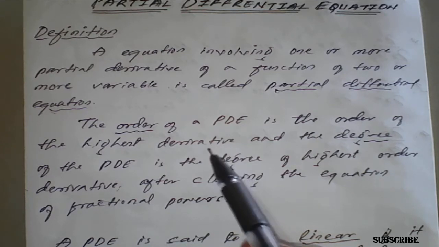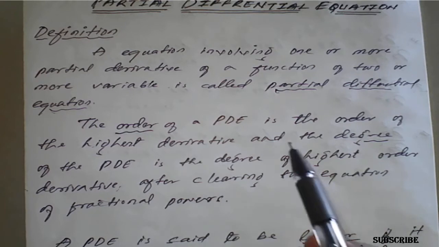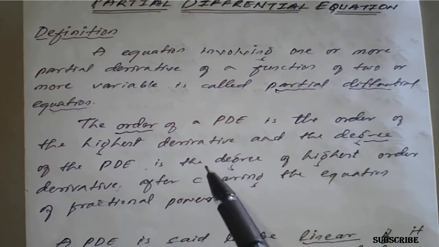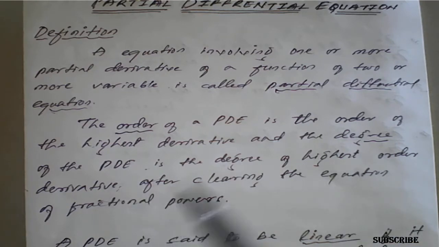That is what we call the order, and the degree of the partial differential equation is the degree of the highest order. Means in that equation, the partial derivative having the highest order, and the power of that highest order is what we consider as the degree.